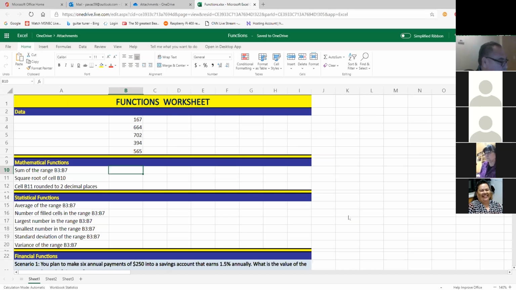Did you get there, Raimundo? Because they're instant. We're in the same. Yeah, I just got it right now. All right, save it to your OneDrive. And don't forget that it goes to your folder named attachments.